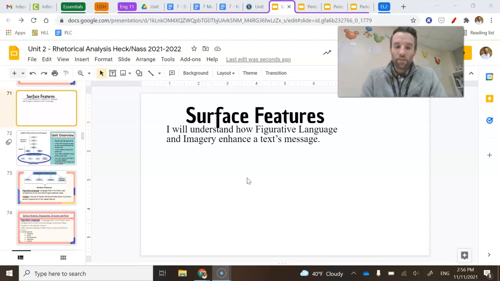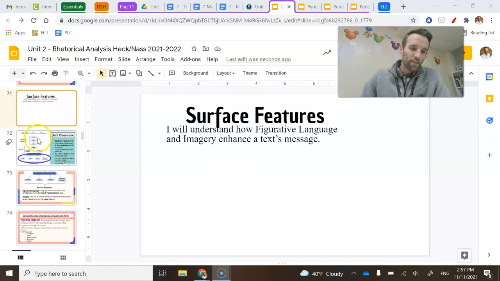So this is the second half of surface features. Last lesson was on diction and syntax. Now we're going to talk about figurative language and imagery, what those things are, how we can find them in a text, and then you will practice doing that for this lesson.